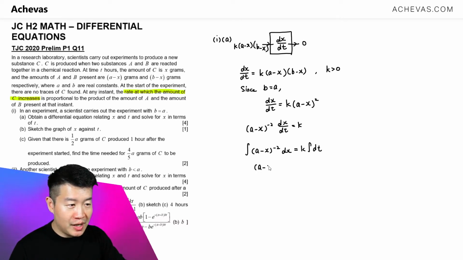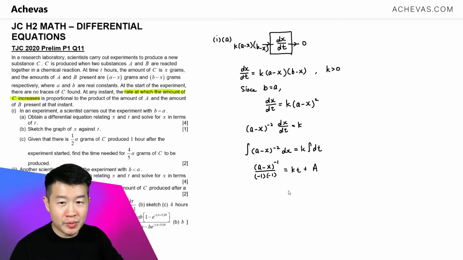This is an easy integration. So it is going to be (A minus X) to the power of minus 2 plus 1, which is minus 1, divided by the coefficient of X, which is minus 1, and divided by this power, which is also minus 1. This is equal to kt plus an arbitrary constant. I'm going to call the arbitrary constant capital A. So this is 1 over (A minus X), and this is equal to kt plus A. Let's try to solve for A.